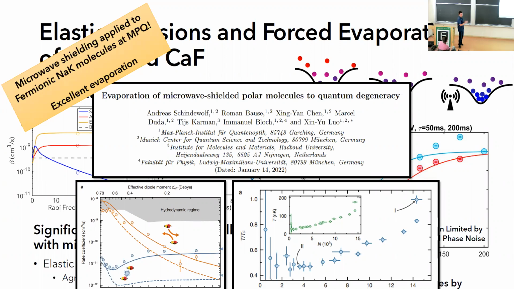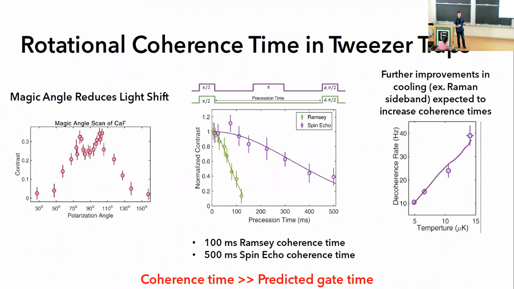So now that we have the collisions under control, the last thing we want to look at is the actual coherence times we might have for these molecules within tweezer traps. And it turns out that with the combination of some magic angle tricks to reduce the amount of light shifts that we have, we can get a Ramsey coherence time of about 100 milliseconds and a spin echo time of about half a second or so.